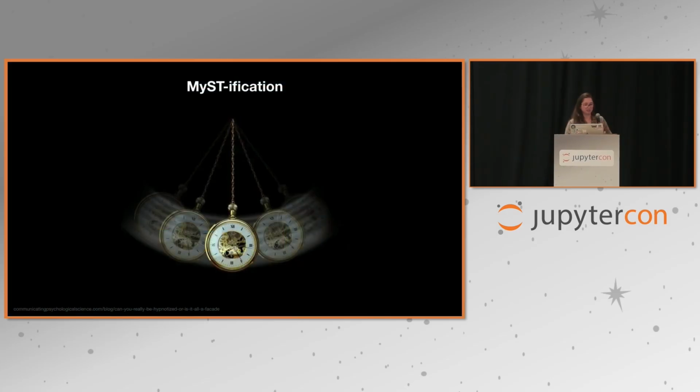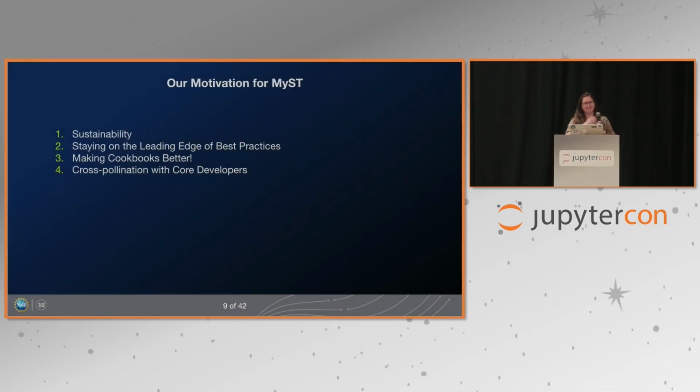So, mystification. Hopefully you don't get drowsy during this talk. There were 4 main motivations that led us to make the switch, which I will go into more depth in the next slides. But sustainability, staying on the leading edge of best practices, improving our cookbooks, and cross-pollination with our core developers of the MyST MD and Jupyter Book teams.